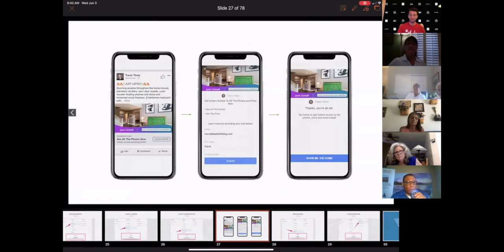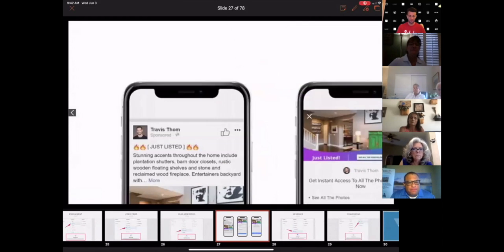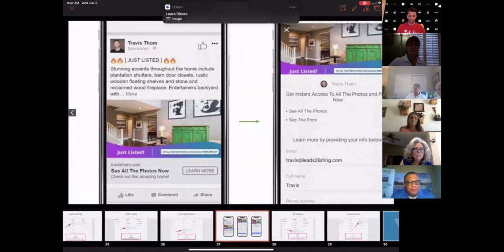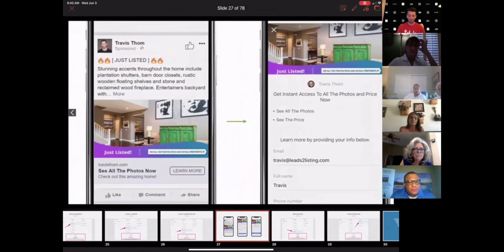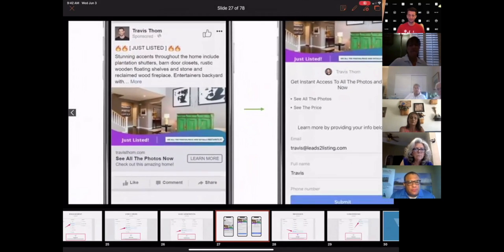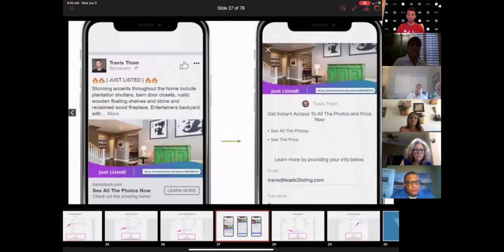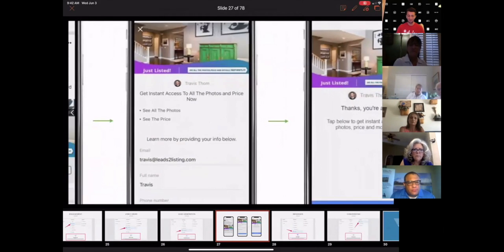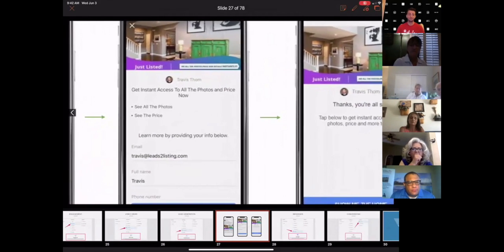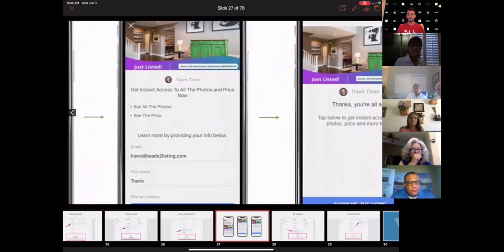So here's what the ads can look like. Depending on how you have it, you could have the photos edited to where it looks really nice. And then this is obviously a sort of lead conversion directly.